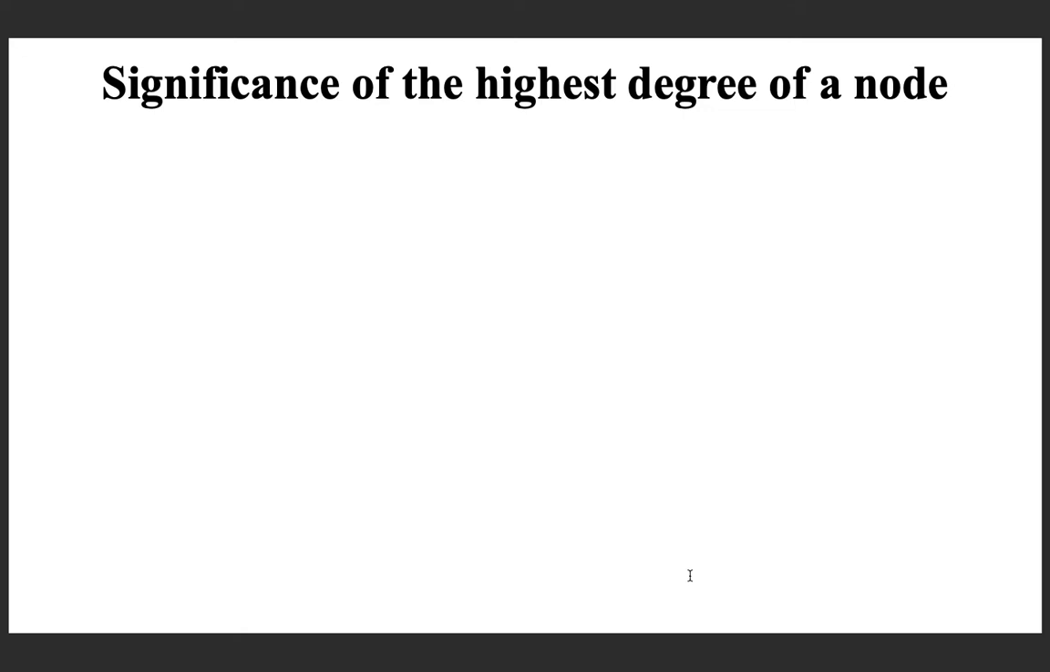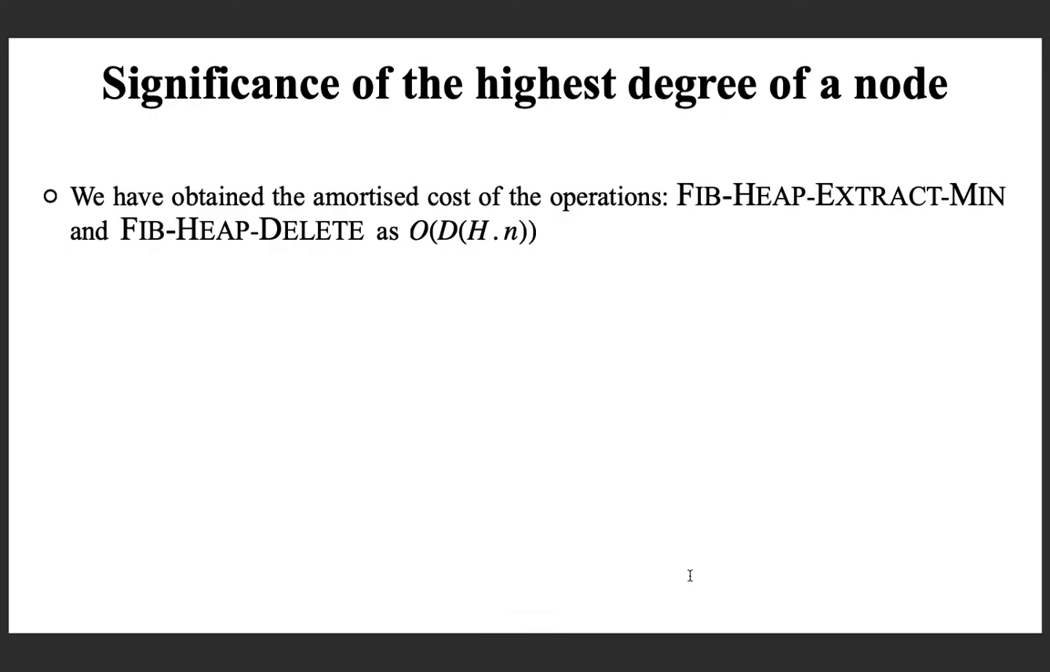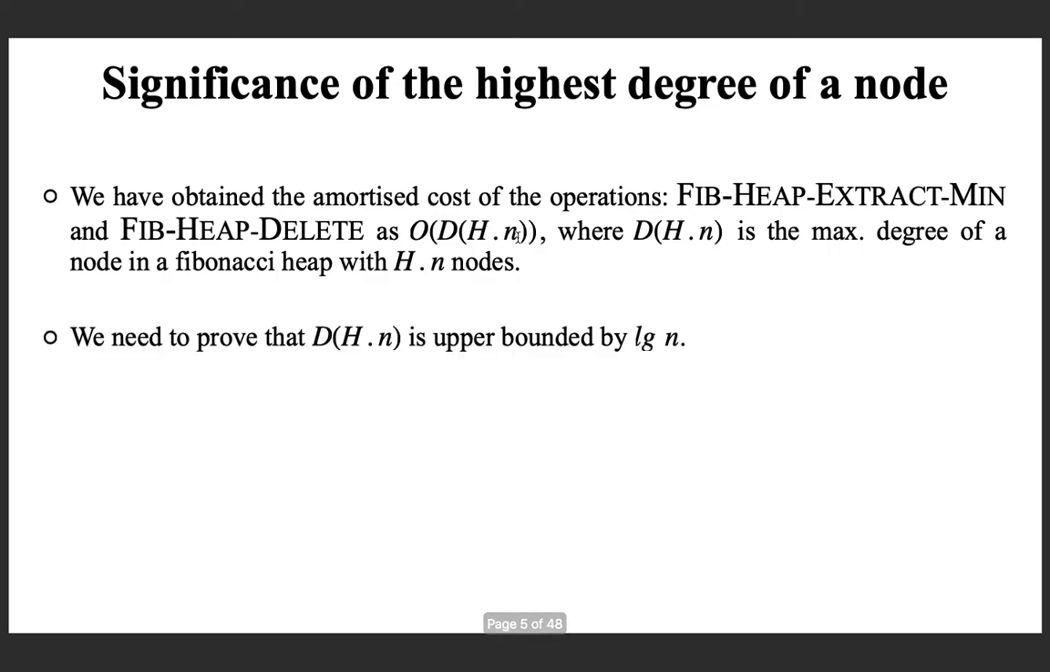Why are we interested in obtaining an upper bound on the highest degree of a node in a Fibonacci heap? This is the reason. We have obtained the amortized cost of the operations Fibonacci heap extract min and Fibonacci heap delete as order of the maximum degree. This is the notation for maximum degree. We need to prove that the maximum degree is upper bounded by log n.